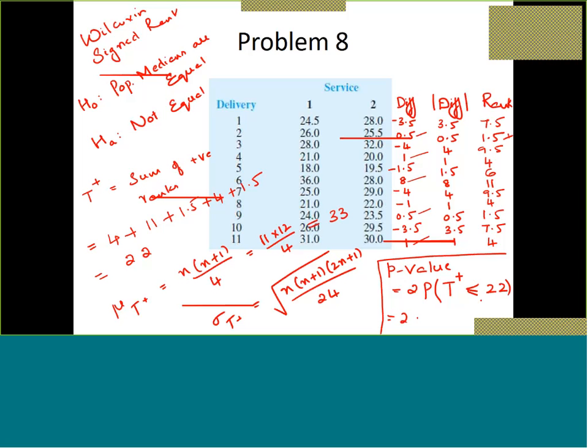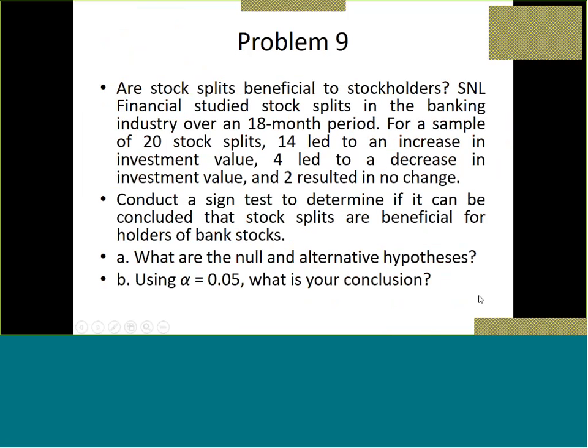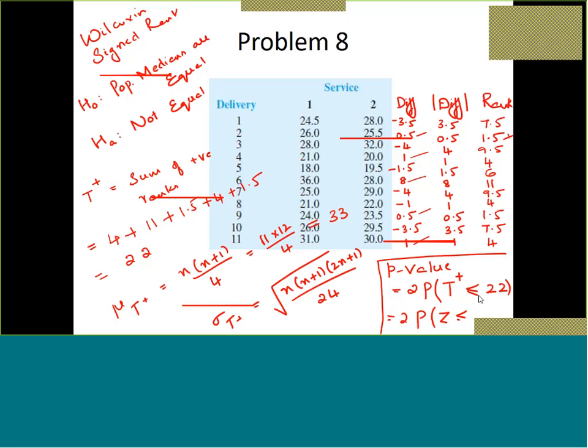That is 2 into the probability of T plus, which can be converted into z, where 22 is replaced by 22 minus its mean, divided by its standard deviation. That's it. Then, if the p value is less than alpha, we reject H naught. If the p value is above alpha, we fail to reject H naught. That's it. Any other queries? Any queries in this problem?